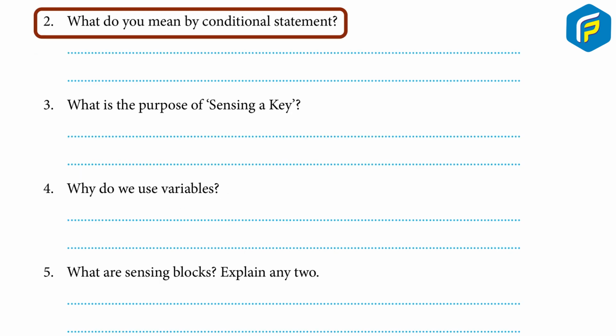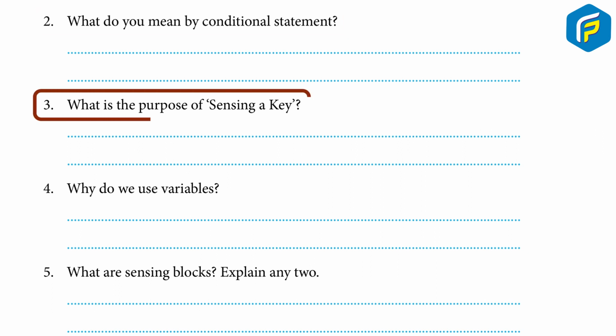2. What do you mean by conditional statement? Answer. Conditional statements in Scratch decide whether a program condition is true or false. They give you the ability to test a variable against a value or compare it to another variable. 3. What is the purpose of sensing a key? Answer. Sensing blocks are used to recognize and quantify the interactions between items in a project or to track specific mouse and keyboard motion. It is color-coded blue and is one of the 9 blocks.